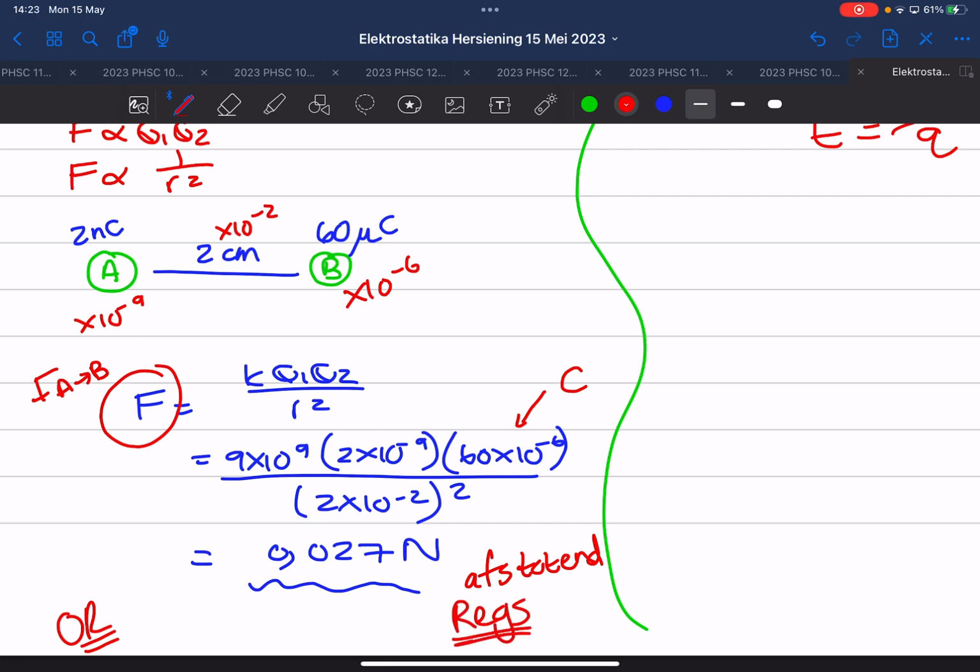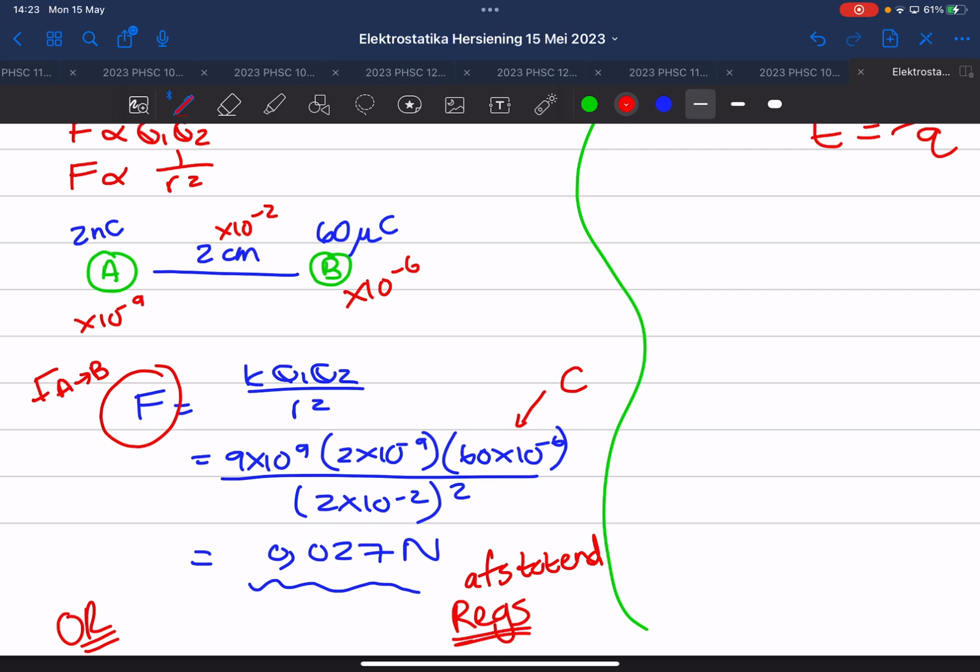regs. And then they love to ask a question for 2 marks. So hulle vra, goed, wat is die krag wat B op A uitoefen? So they'll ask it for 2 marks. Right, what is the force that B exerts on A? Dan gaan jy sê 0,027 Newton plus.